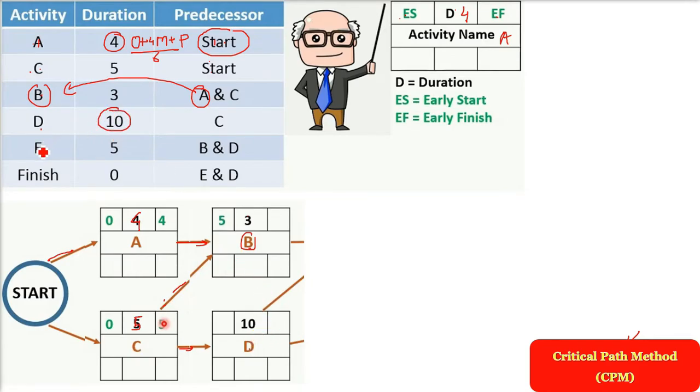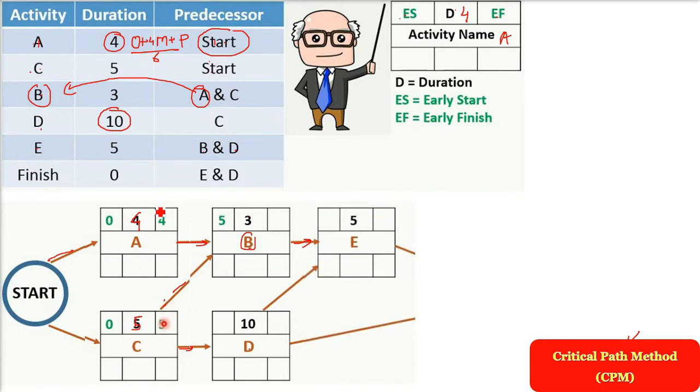Okay. Now E has predecessors B and D. So B arrow and D arrow will go to where? To E. Right? And the time will be 5. Finish, just put a finish. And it is coming from E and D. So from E and D, the arrow will go to finish. End. Right? Now what about these early start and early finish?